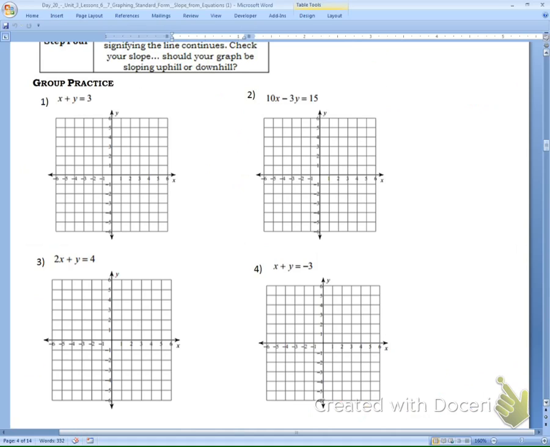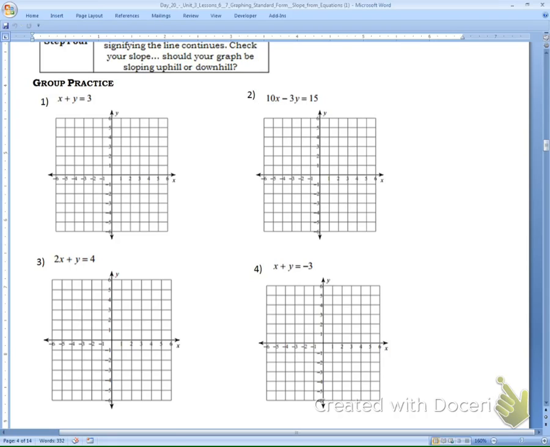You may use either method that you prefer, using the x and y intercepts, or converting to slope-intercept form and graphing with the y-intercept and the slope. You'll find that sometimes one way may be a little bit easier to graph than others, especially when you get fractions for answers. If you find it difficult to graph one way, then you might want to consider the other method. Go ahead and attempt all these, push pause, and push play when you're ready.